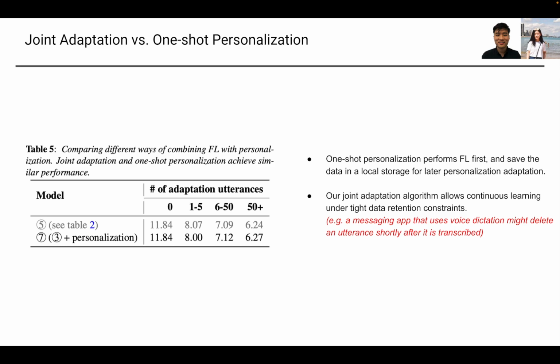In contrast, our joint adaptation algorithm allows continuous learning under tight data retention constraints, which means whenever you have an utterance that is being transcribed, you can simply send it for joint FL and personalization, and after that, you are safe to delete the utterance. As you can see from the table, the joint adaptation algorithm actually performs as well as one-shot personalization, despite being more flexible for tight data retention constraints.